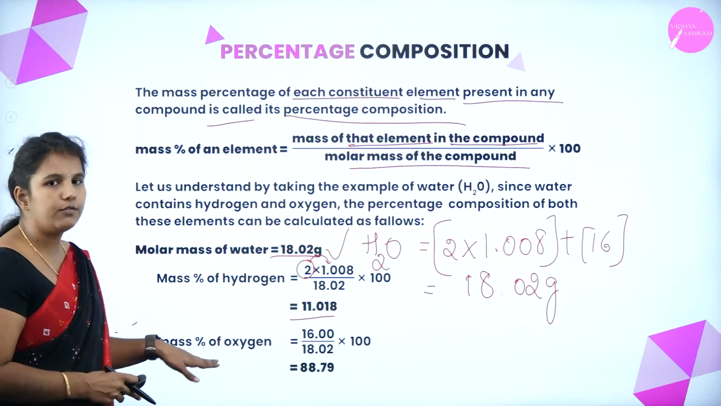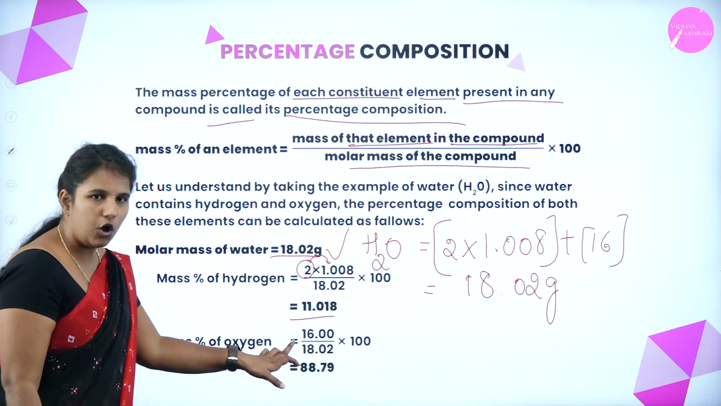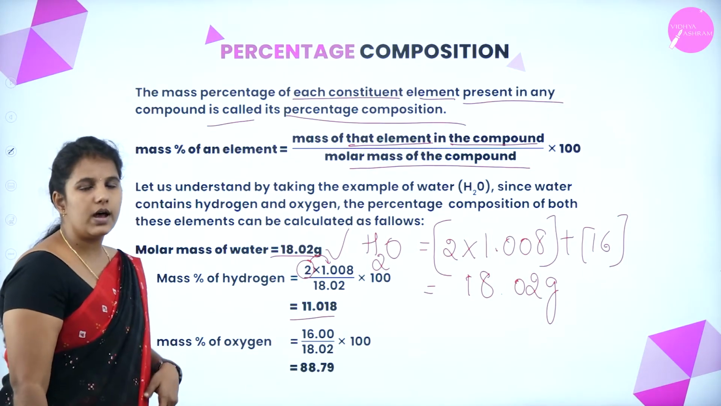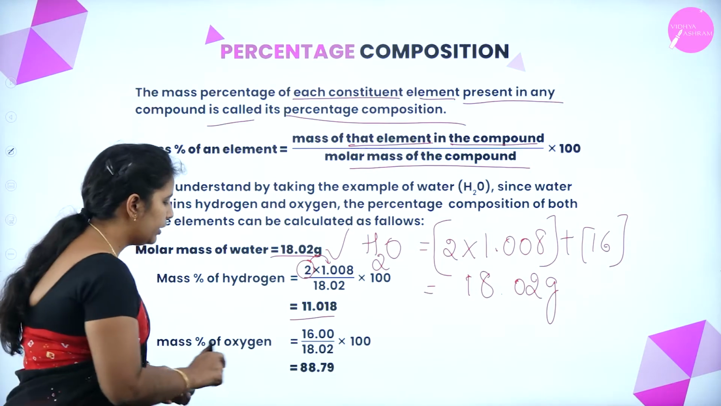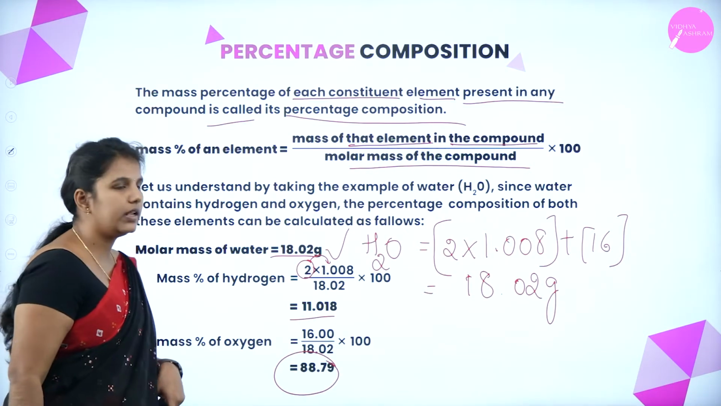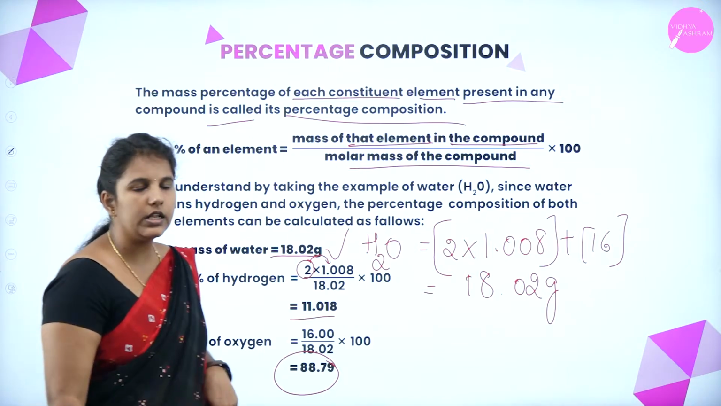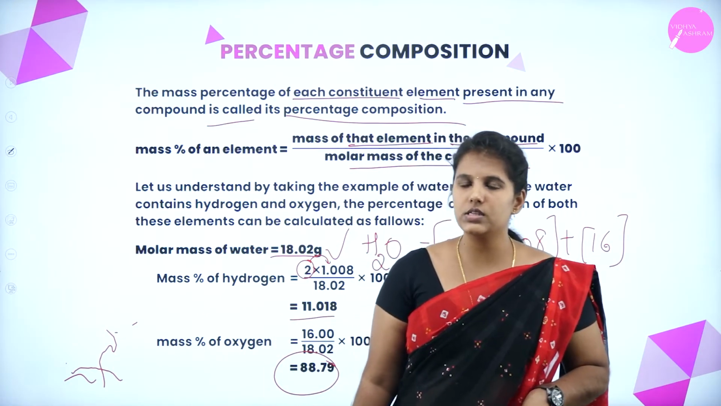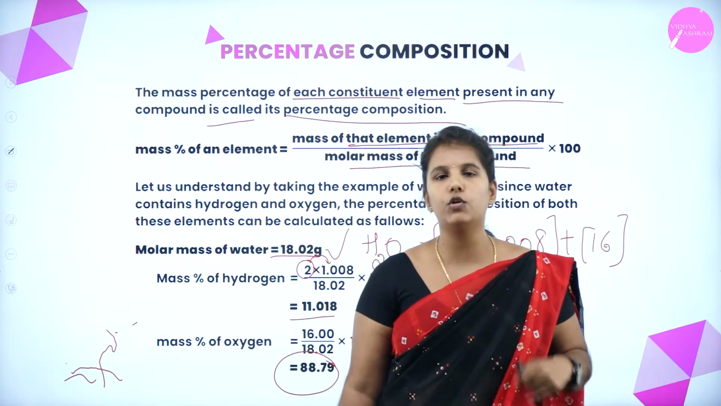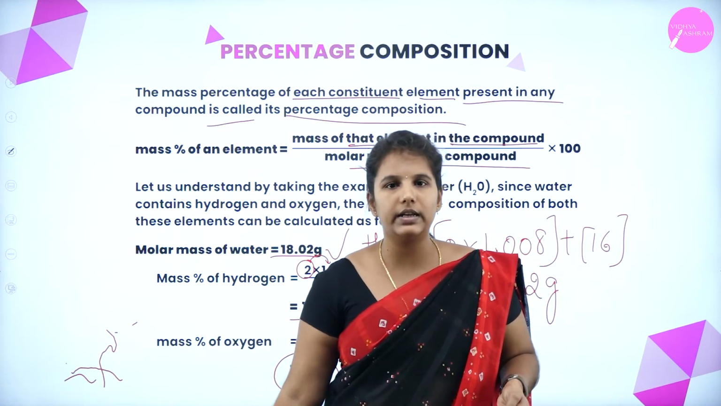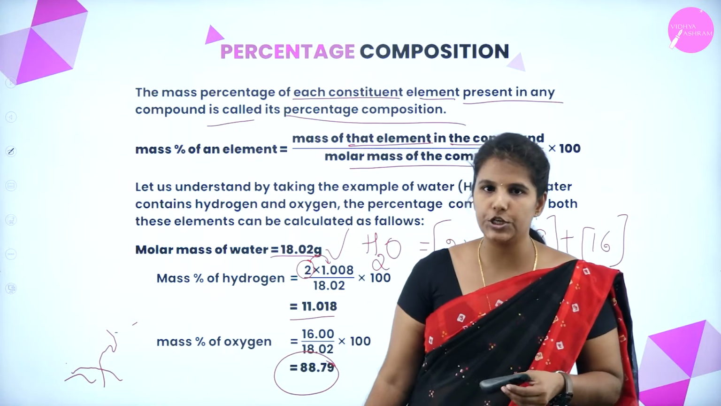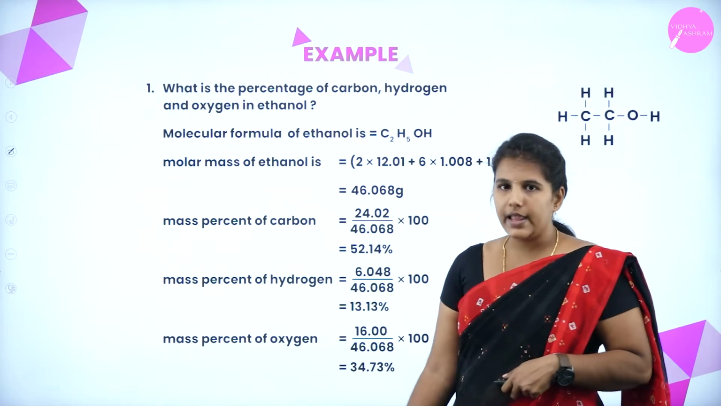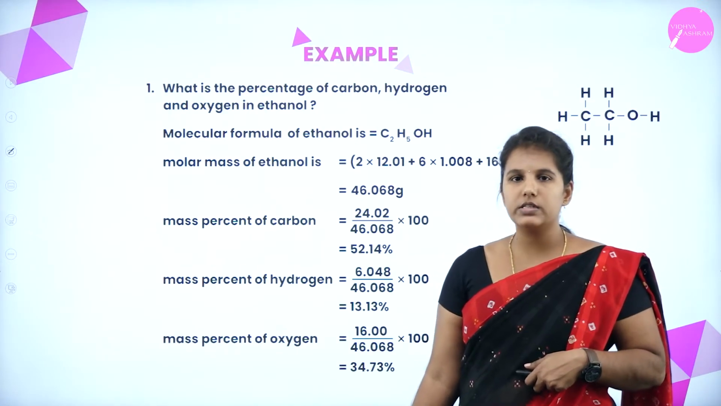Similarly, you can calculate for the oxygen. Here only one oxygen atom will be there in our compound water. So divided by the molar mass of the water into 100, and you will get 88.78. So this is the percentage of the oxygen which is found in the water molecule. So this is how, easily, if somebody gives you any compound, you can calculate the percentage composition by using this formula. Let's take another example just to make you clear about this topic.